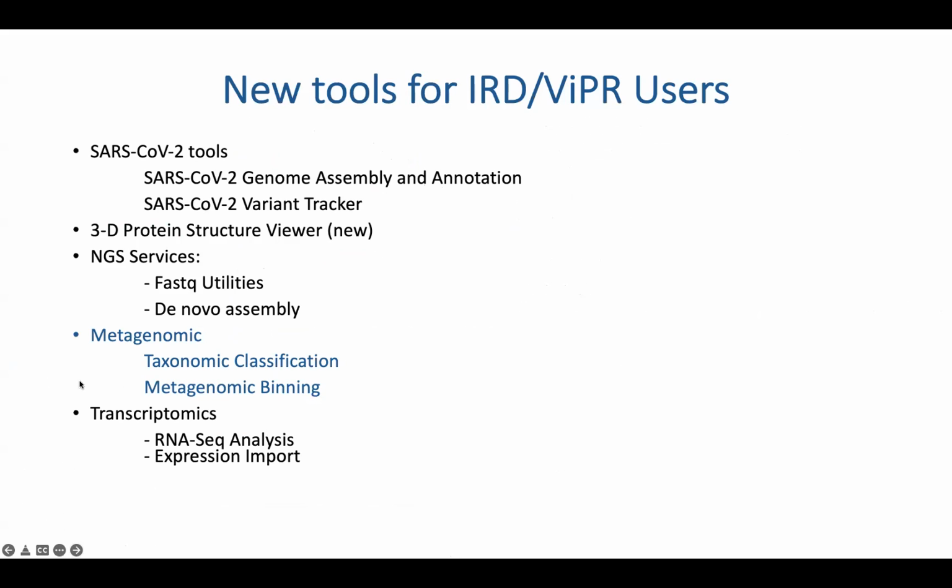And then for those of you interested in metagenomics, we have two new tools for you to explore. One of them is taxonomic classification, which basically allows you to input raw reads and get a quick overview of what's in your metagenomic sample. And then we also have metagenomic binning, which allows you to separate specific reads for different organisms based on what they are, which is also pretty cool.